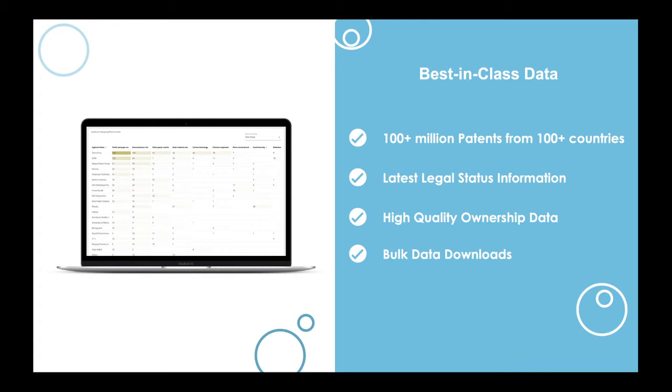So we have the latest legal status data from 44 countries, and high quality ownership data, which gives you instant charts, instant top players and competitive environment. And we have bulk data downloads. At once you can download 10,000, and in a day you can download up to 100,000 records.